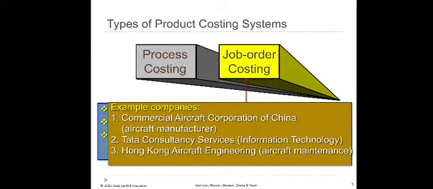The second example is Tata Consultancy Service. This company is providing consultancy service. So every consultancy service is unique according to the request by the client. And then the number 3 example is Hong Kong Aircraft Engineering, aircraft maintenance service. Every maintenance service is unique, so the company has to use job order costing system to calculate cost per service.